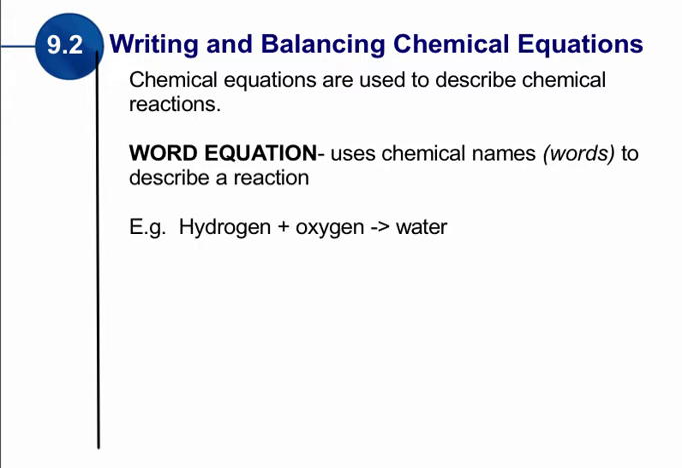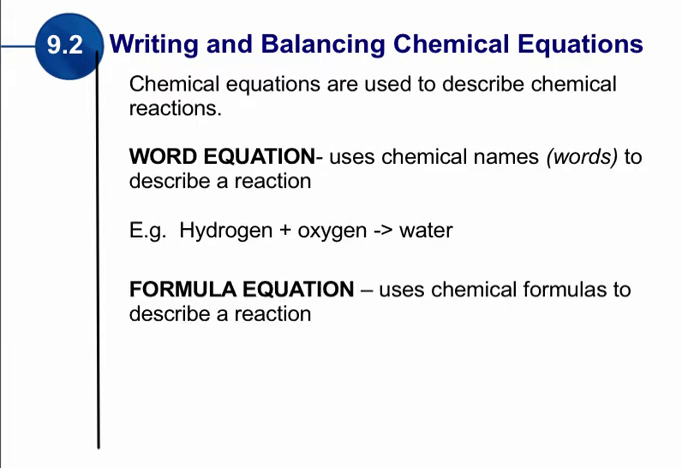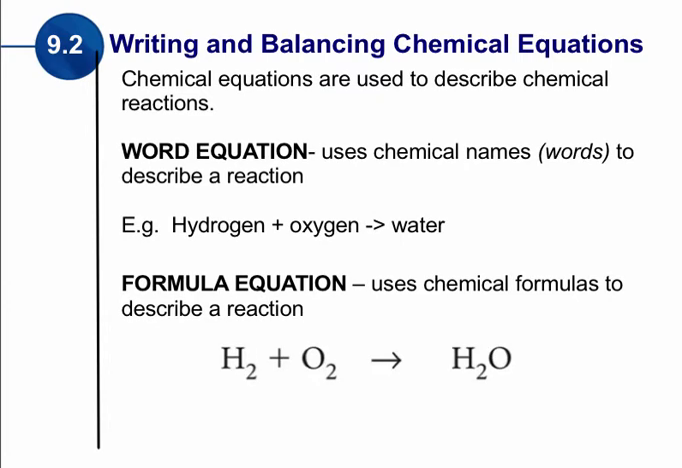If we combine hydrogen and oxygen, we're going to get water. And that would be just the description in words. Sometimes that is useful, but more often than not, we describe the equation using a formula equation, using the actual chemical formulas. The chemical formula for hydrogen is H2, oxygen is O2, and together we get H2O. Hydrogen plus oxygen is water.